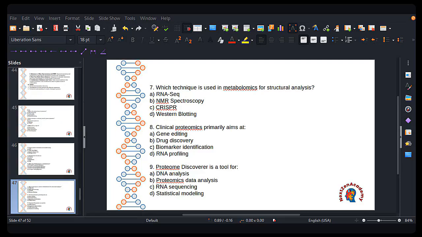What's the answer for the 8th question? Clinical proteomics primarily aims at gene editing, drug discovery, biomarker identification, RNA profiling. It's for biomarker identification, right? Answer for the 8th question is C. Answer for the 7th question is B.